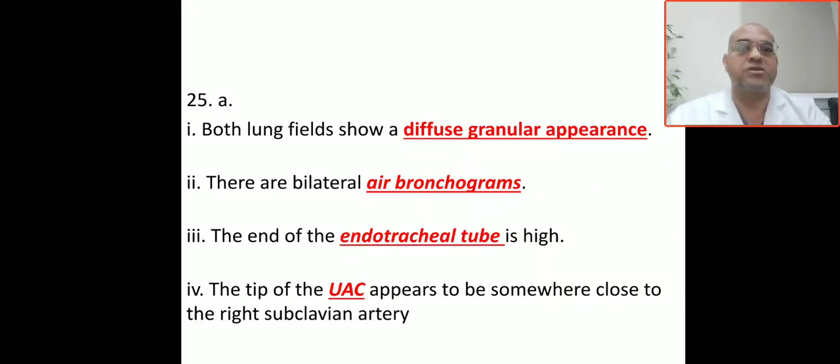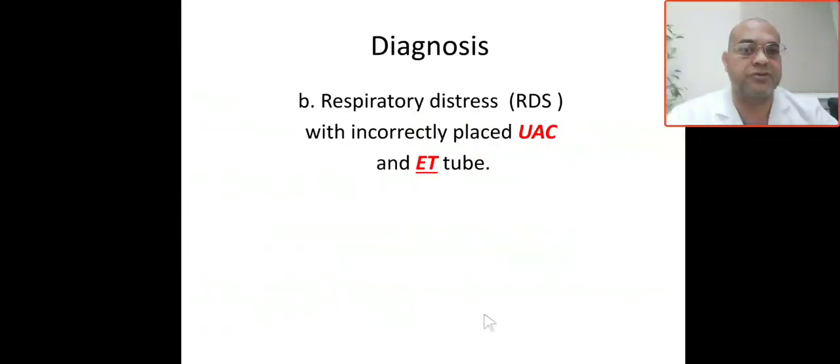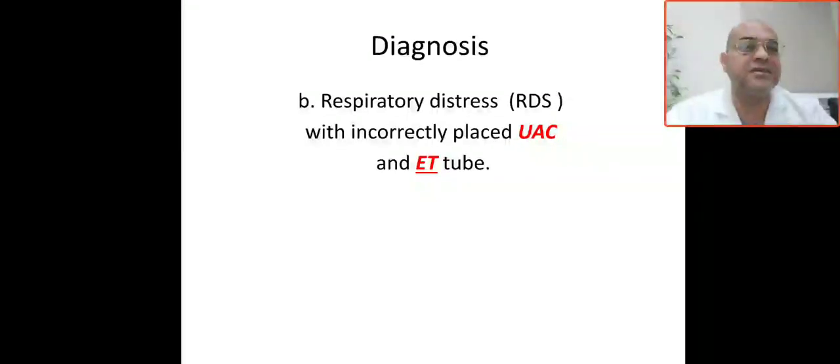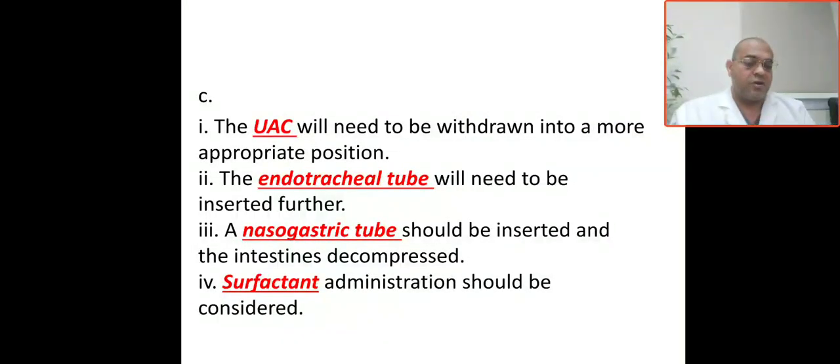So both lung fields show diffuse ground glass appearance, there are bilateral air bronchograms, the endotracheal tube is high, and the UAC appears to be somewhere close to the right subclavian artery. So the diagnosis is respiratory distress syndrome with incorrect placement of the UAC and ETT. You have to adjust them. What will you do next?